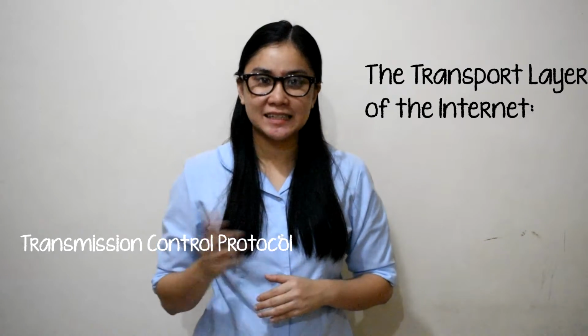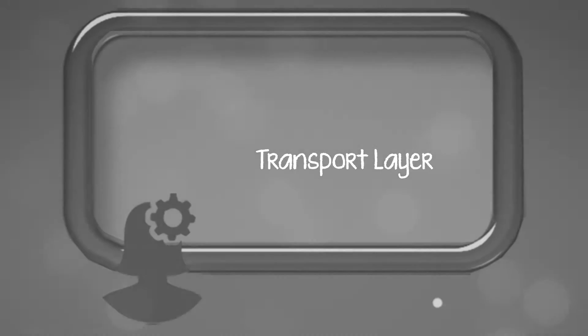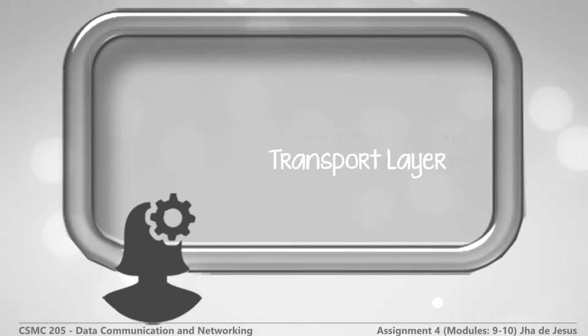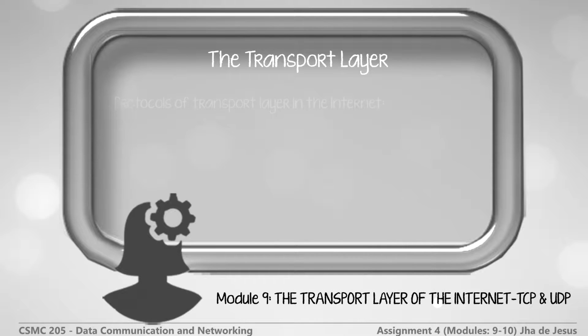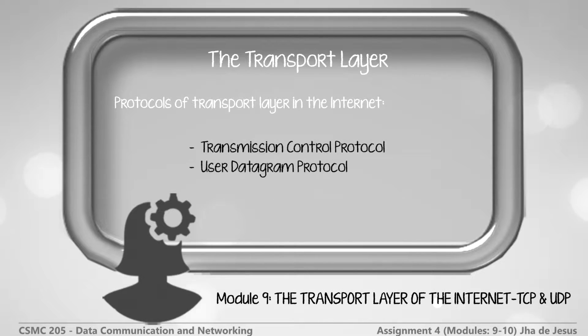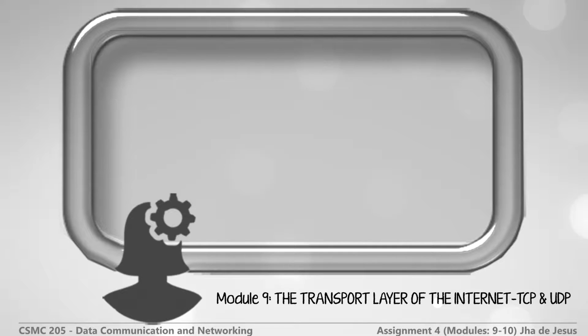I am here to give you a quick bite for the highlights of the transport layer of the Internet, TCP and UDP. Then next is the application layer of the Internet. What is transport layer? The transport layer provides a reliable mechanism for the exchange of data between processes in different computers. There are two protocols of transport layer in the Internet, the Transmission Control Protocol and the User Datagram Protocol.